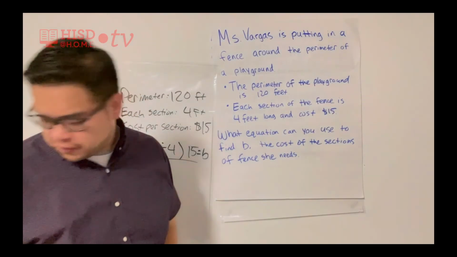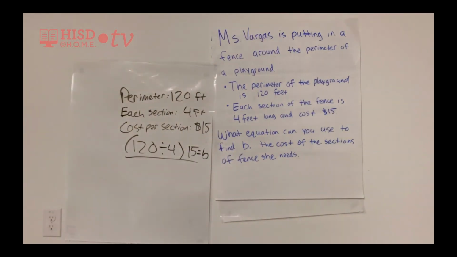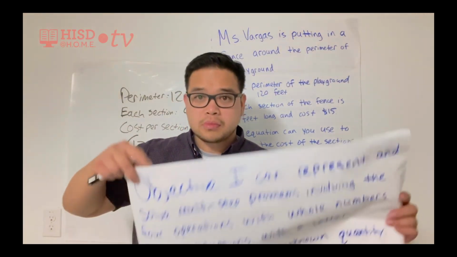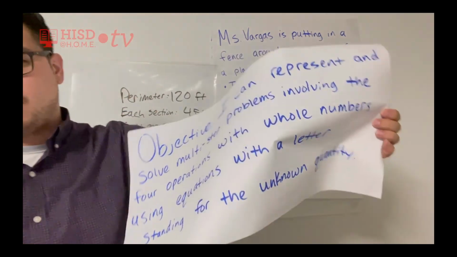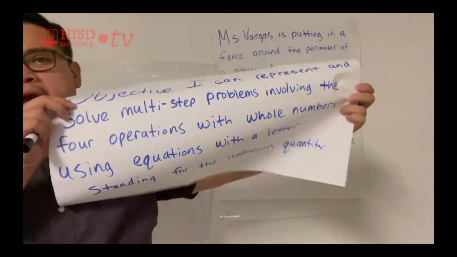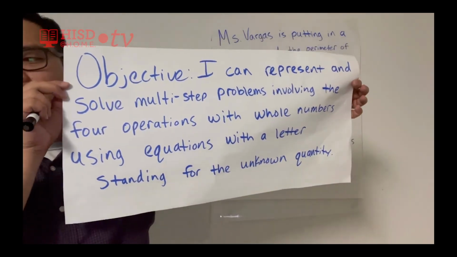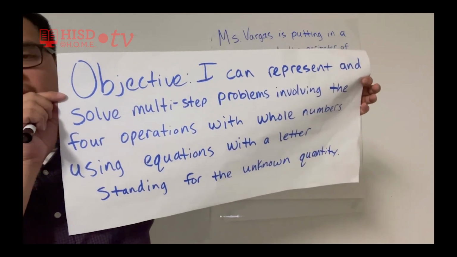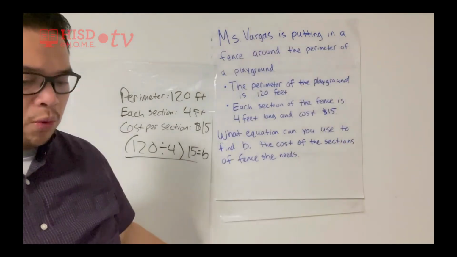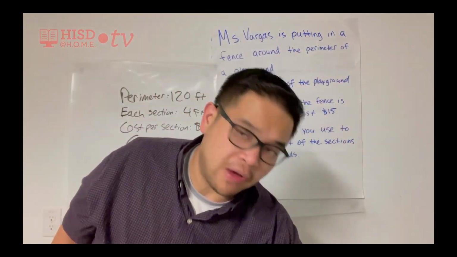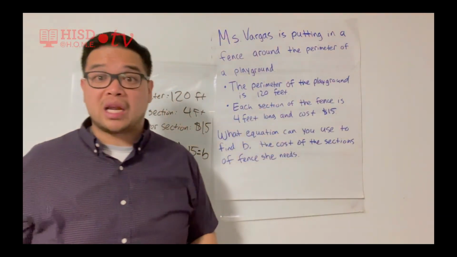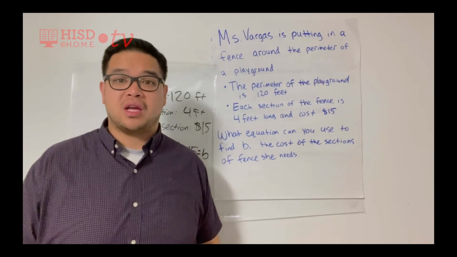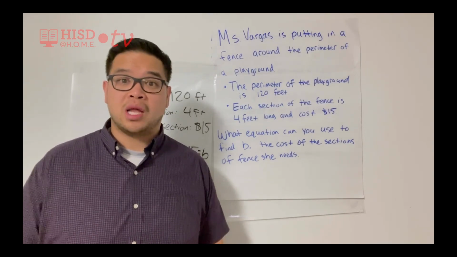To cover this objective, again, let me read this objective to y'all one more time. I can represent and solve multi-step problems involving the 4 operations with whole numbers using equations with the letter standing for the unknown quantity. So what we did today was 2 different types of problem that fall under that objective. We were able to write an equation for the information that was given to us, and we were able to solve with a given equation to find that missing unknown letter.